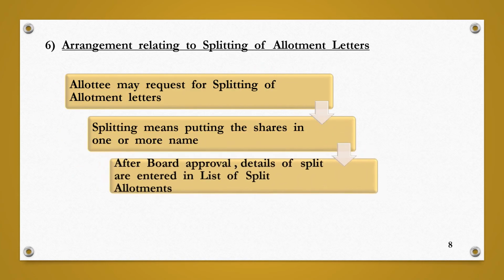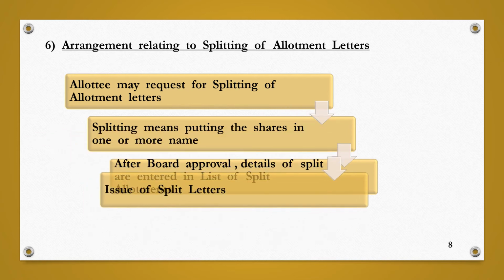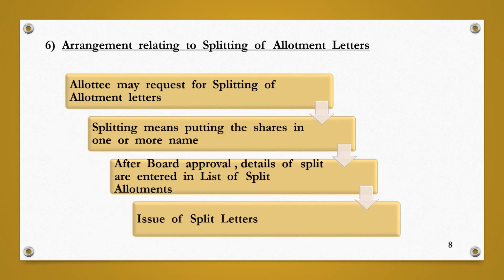Once the board gives their approval, the Secretary enters the complete details of the split in a separate list called List of Split Allotment. Lastly, the Secretary is also required to issue the split letters.